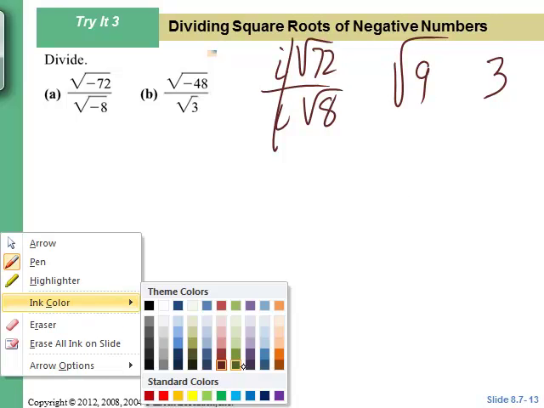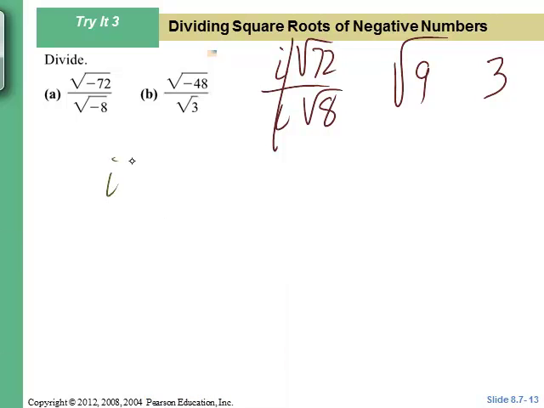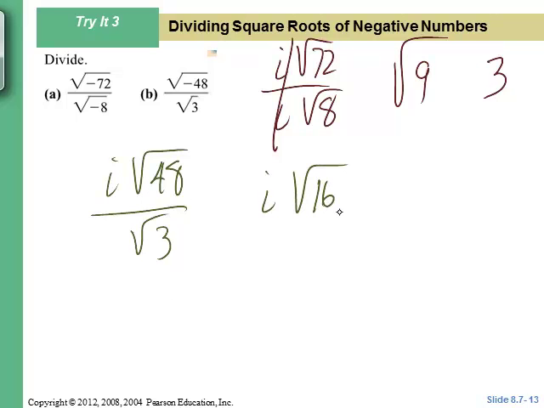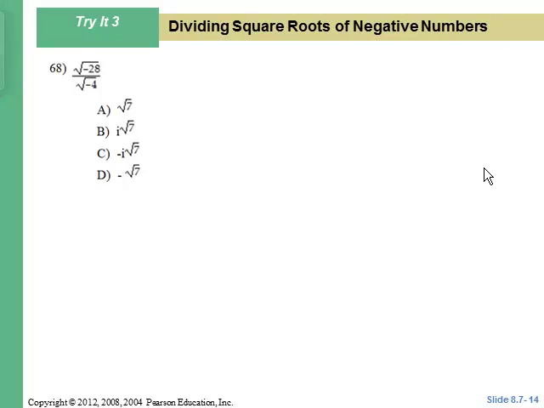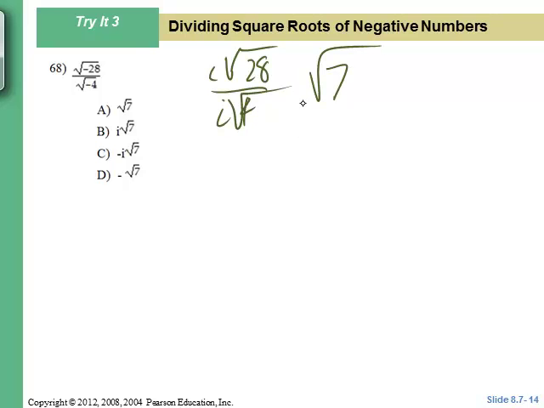I'm going to change colors here. For B, it's i root 48 over the root of 3. 48 divided by 3 is 16, so it's i root 16, which is 4i. Next one. This is i root 28 over i root 4. 28 divided by 4 is 7. So the i's cancel, so it's the square root of 7.